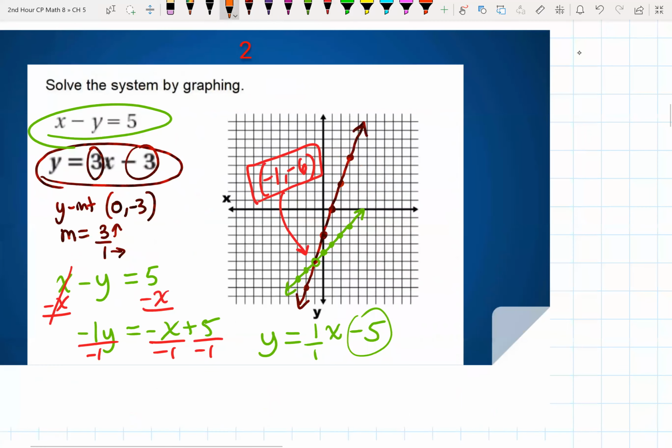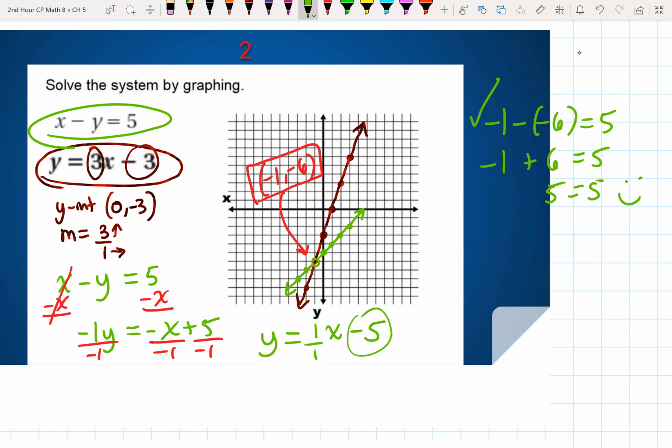So we'll do a quick check for the top equation. We'll plug -1 in for x and -6 for y. And it looks like that's going to work. 5 equals 5. And for the bottom equation, we'll do an orange check. Is -6 equal to 3 times -1 minus 3? Looks like it is, so it checks out for both equations. All right, so that's our solution.